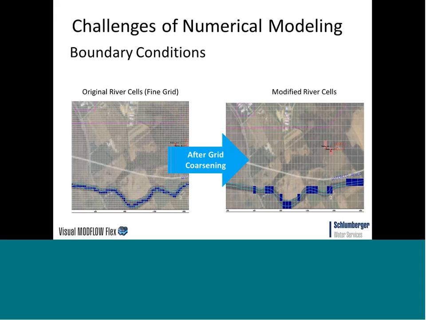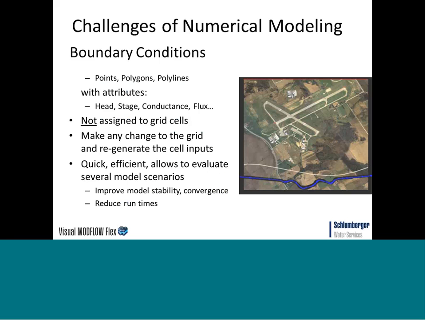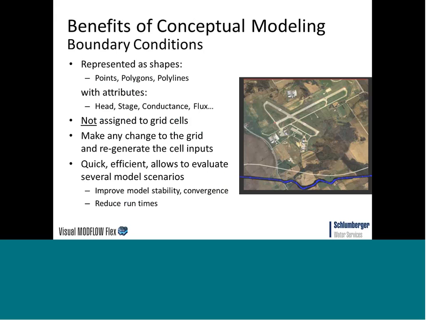You need to delete the boundary conditions that are there and re-import or re-digitize by drawing. And this is a very simple example, but if you can imagine a very large scale model where you have tens, if not hundreds of river boundary reaches, this can be quite time-consuming. So the preferred approach is to follow the conceptual modeling workflow.